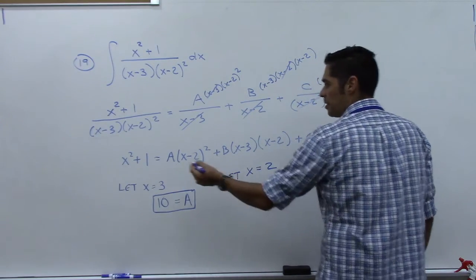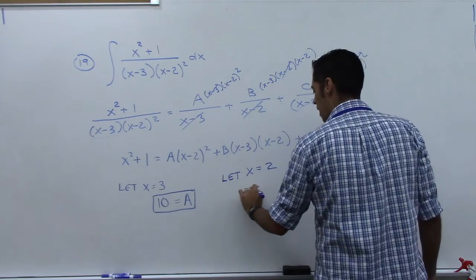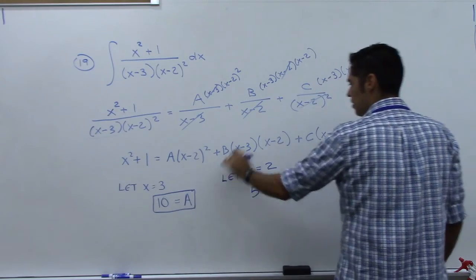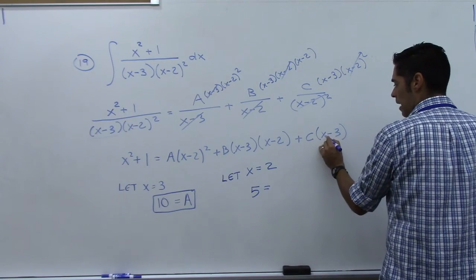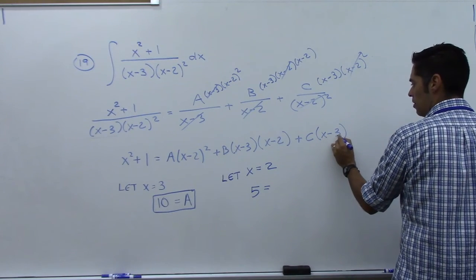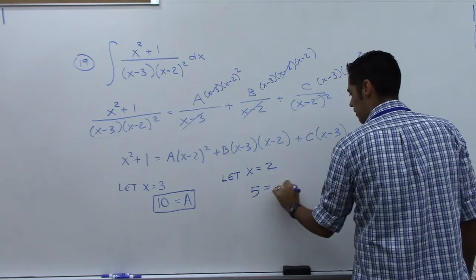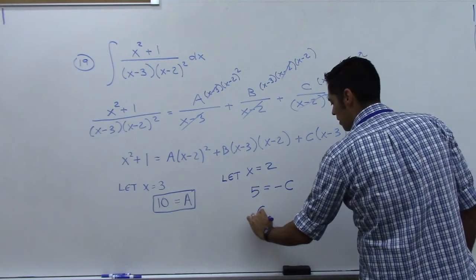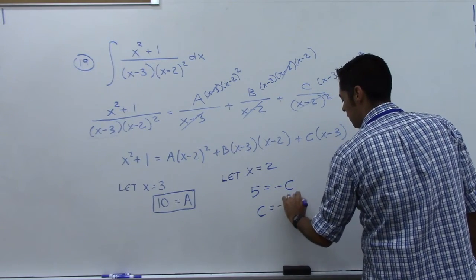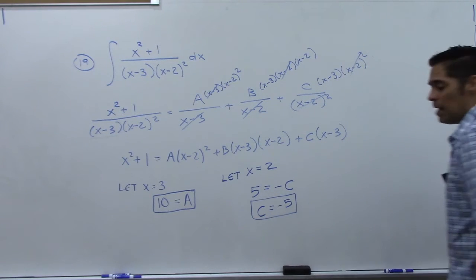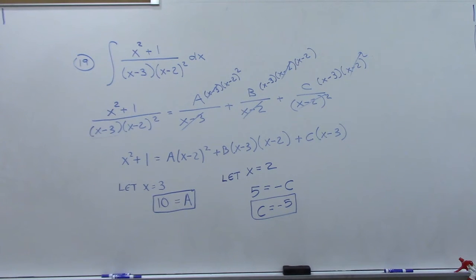If we do that, the left side, 2 squared is 4 plus 1 is 5. This is gone, and then over here, if I let x be 2, 2 minus 3 is negative 1, so this becomes negative c, and that means c is negative 5. So I know what a and I know what c are, but I don't know what b is.